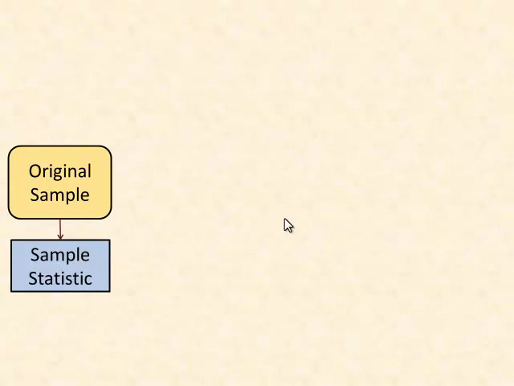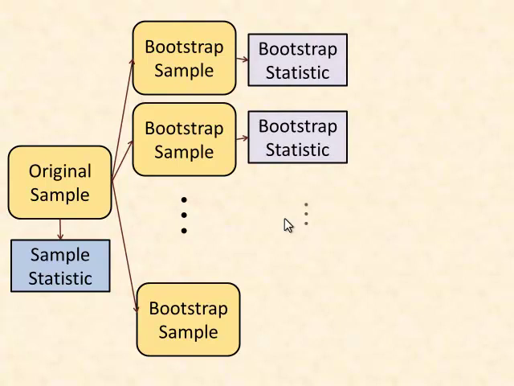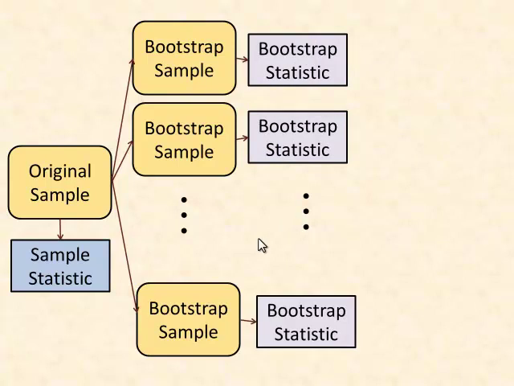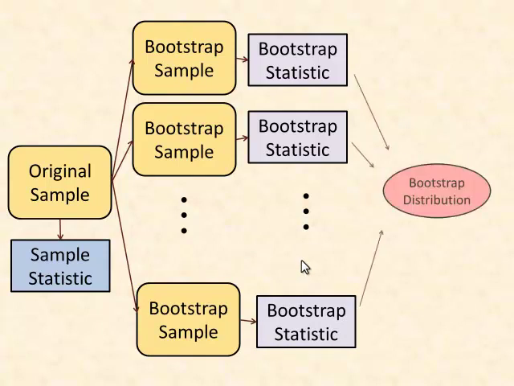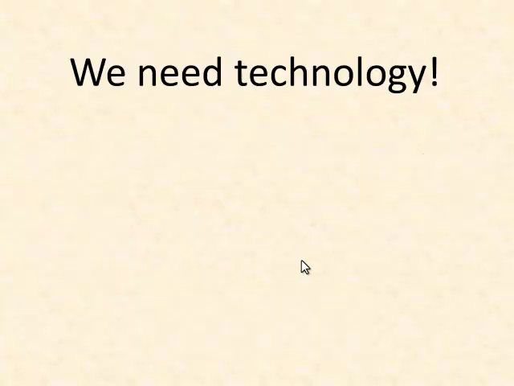So here's the idea. We have our original sample, and from that we compute some sample statistic that we're interested in. From the original sample, we construct many bootstrap samples, doing this over and over again. We compute the bootstrap statistic, same statistic as the sample statistic, over and over again, and we gather all of those into what we call the bootstrap distribution. And because we want to do this thousands of times, we need technology.